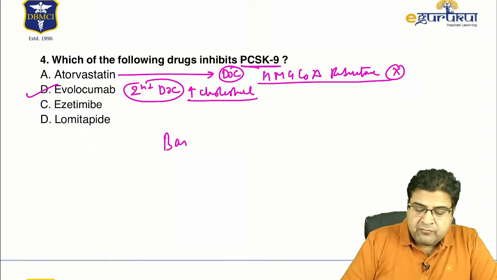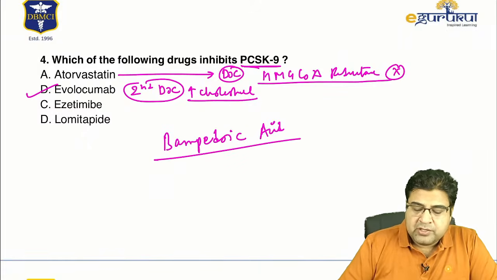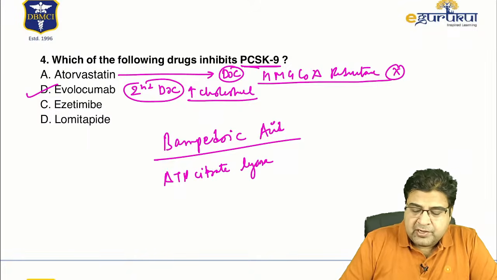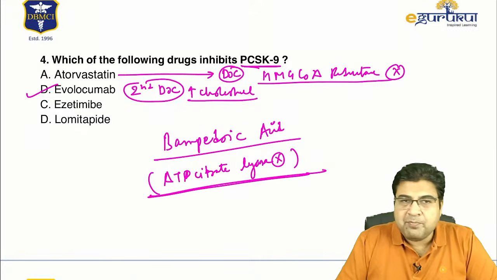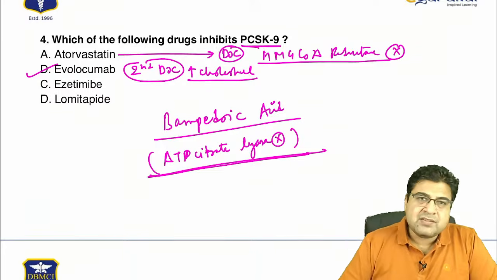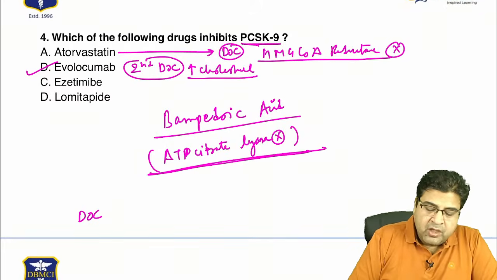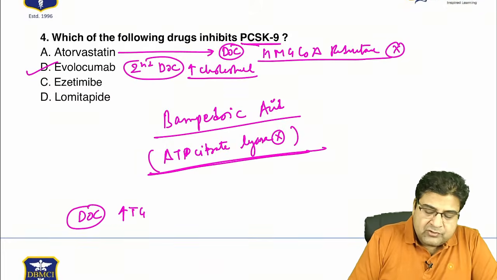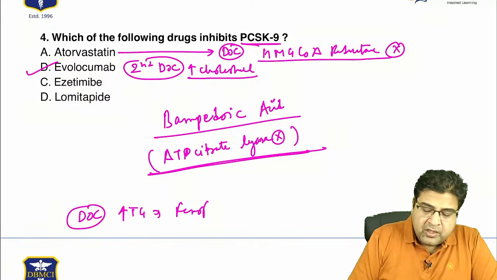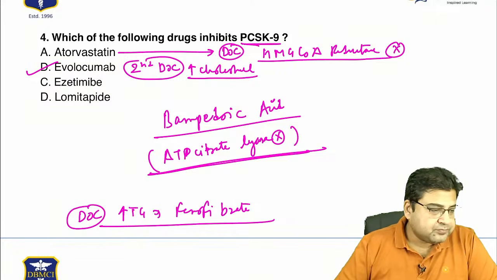Now there is one more drug, bempedoic acid. Bempedoic acid is a new medicine for hypercholesterolemia. This medicine is an ATP citrate lyase inhibitor. So the inhibitor of ATP citrate lyase enzyme, the drug name is bempedoic acid. It's a new medicine that is given for hypercholesterolemia. Drug of choice for hypertriglyceridemia is fenofibrate.